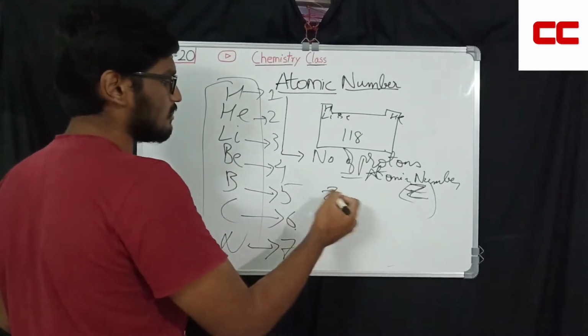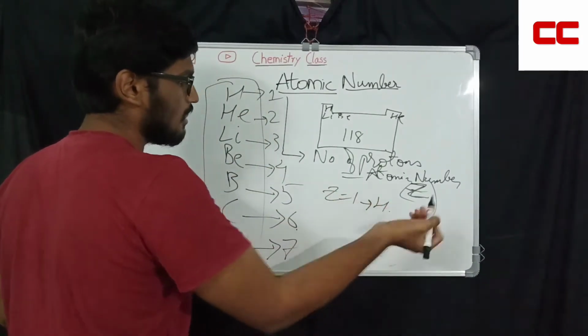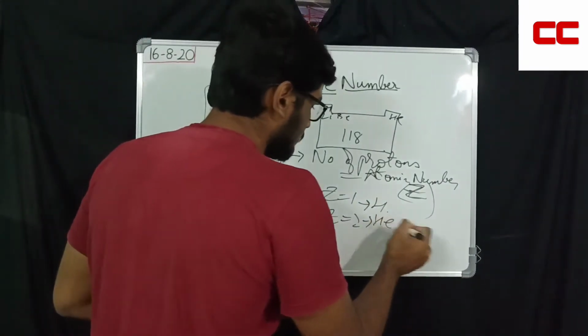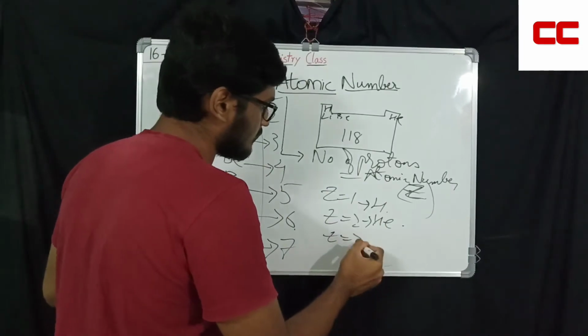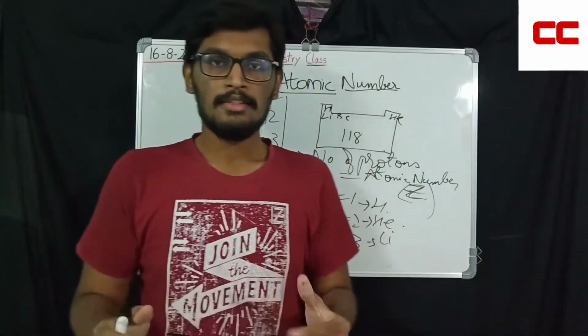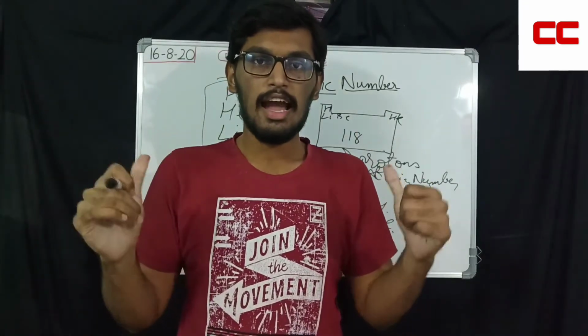And Z value is 1, that means it is hydrogen, and Z value is 2, that means it is helium, and Z value is 3, that means it is lithium, and the list goes on like that. So that is the basic thing you have to learn about the atomic number.